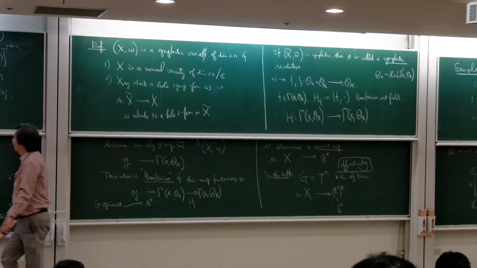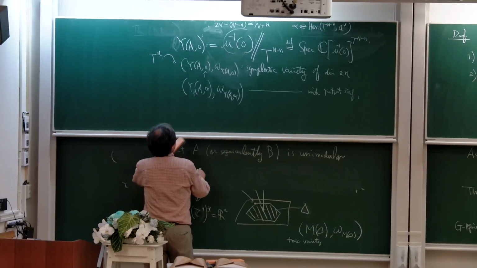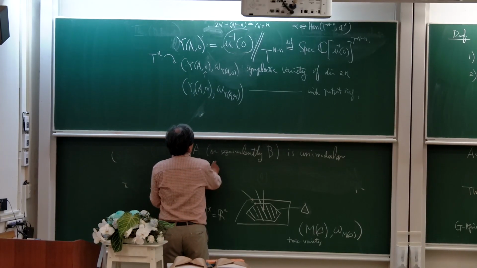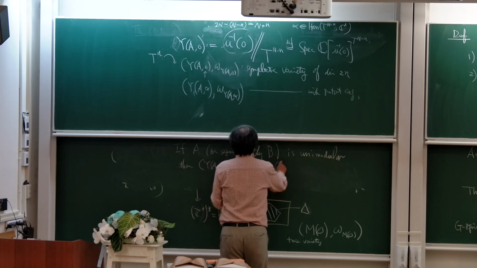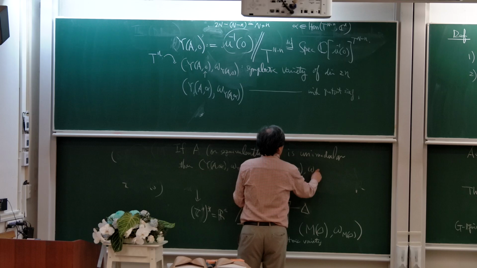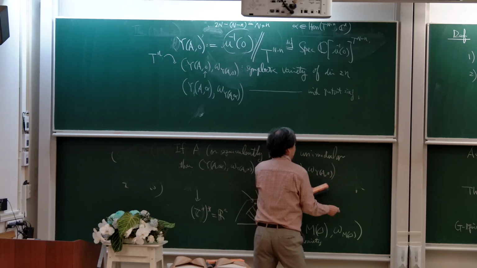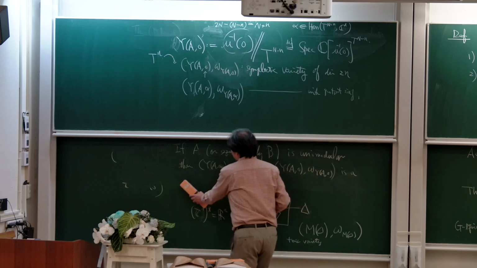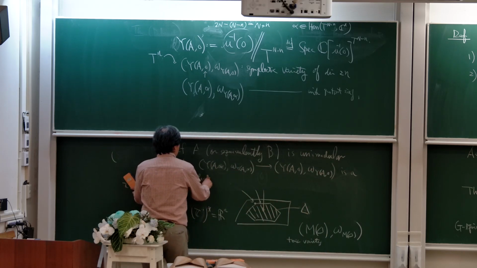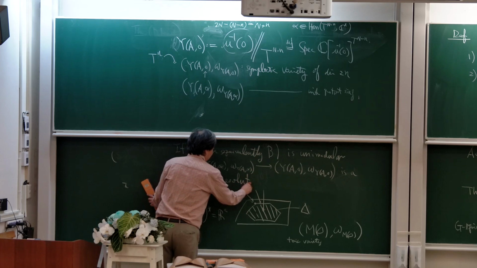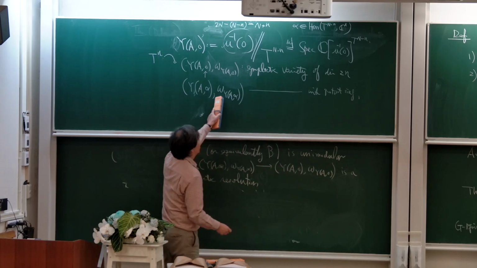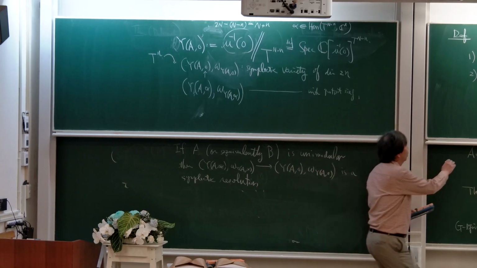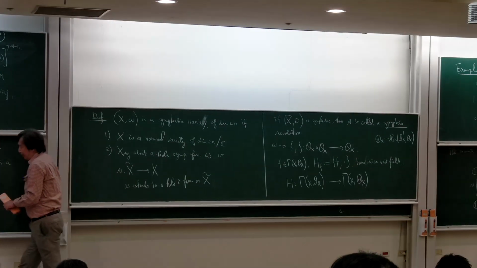And then this is a symplectic resolution. Usually it is not smooth, even if alpha is generic. So this is a typical example.